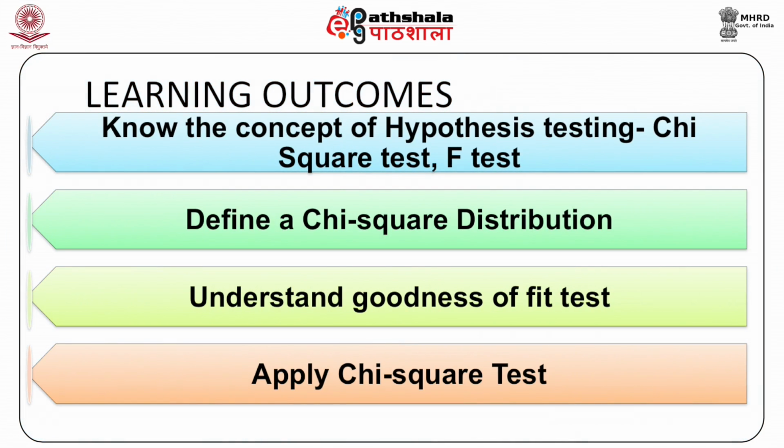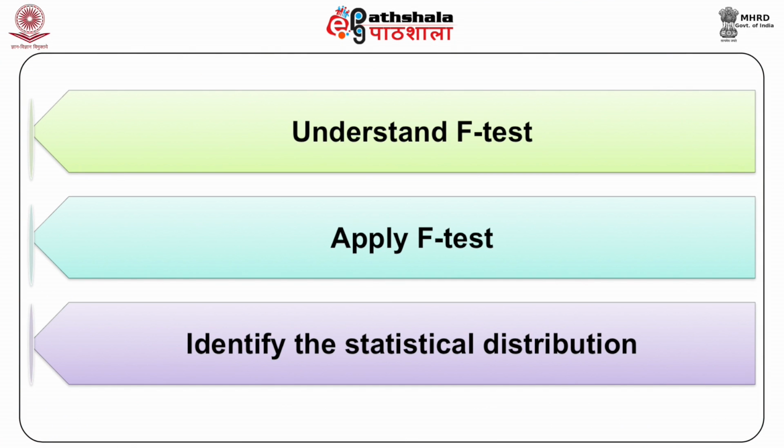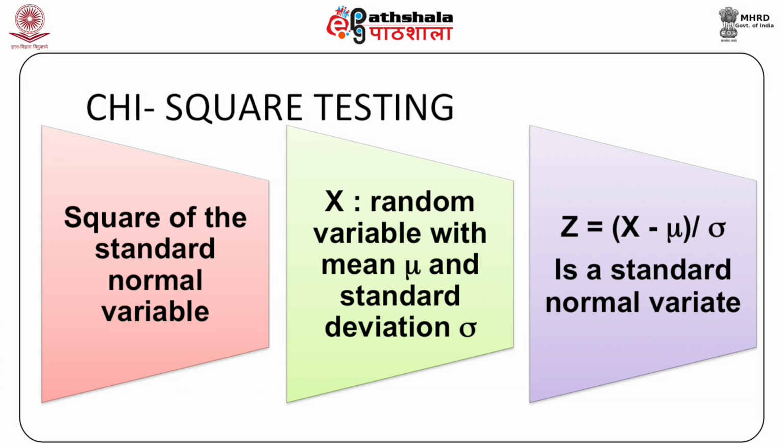After studying this module, you shall be able to know the concept of hypothesis testing, chi-square test, and F-test. Define a chi-square distribution, understand goodness of fit, and apply chi-square test. Understand F-test. Apply F-test. Identify the statistical distribution. First, we shall understand chi-square test.